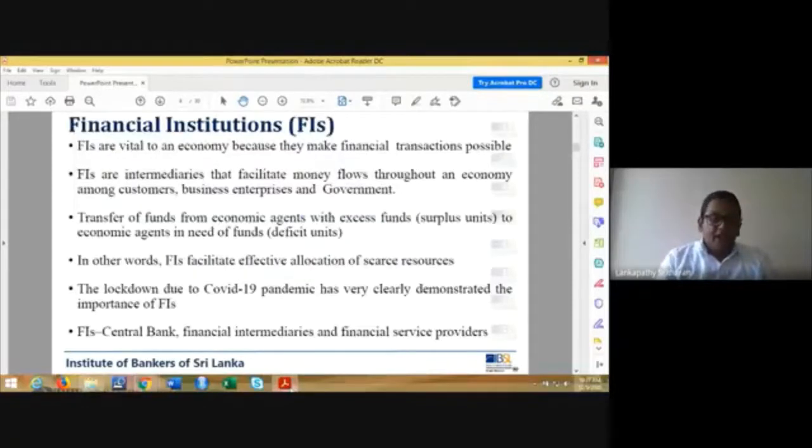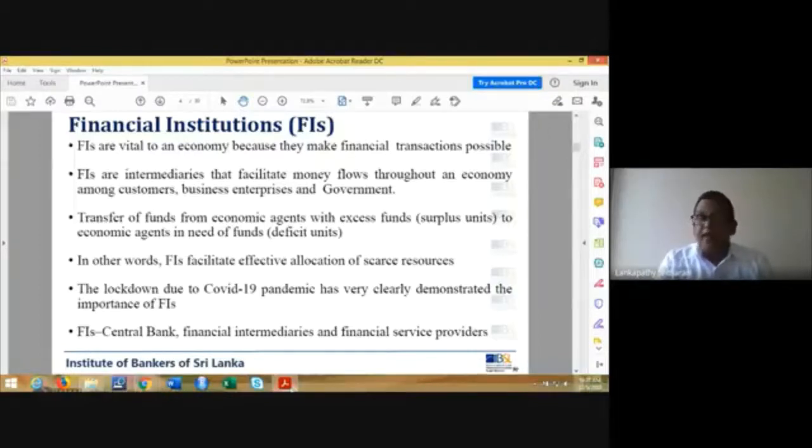When we talk about the economy, we can't imagine an economy without a financial system. In any country, there should be a strong financial system to run that economy, because the financial system and financial methods are most important to run the economy. In the financial system, there are 3 or 4 components generally identified. What is the first component? Financial institutions.